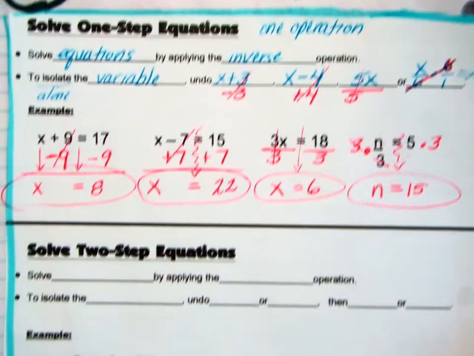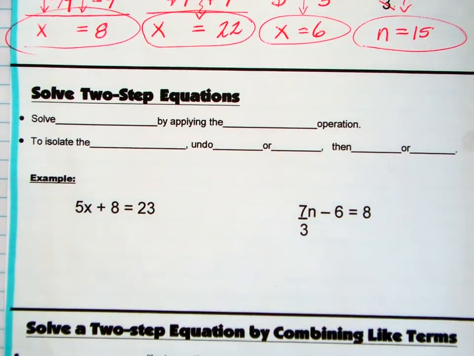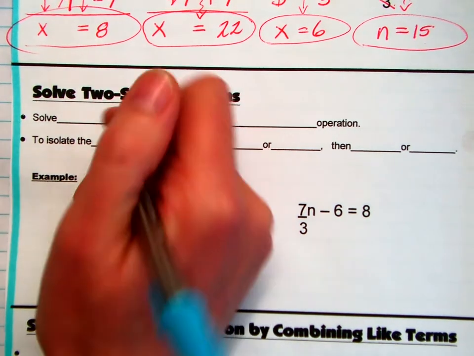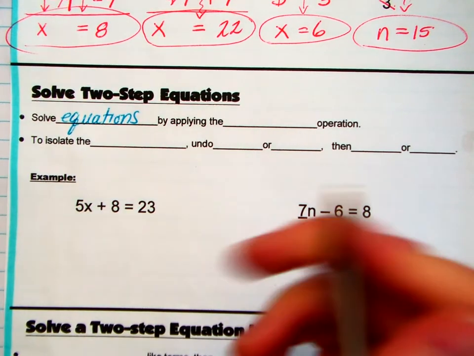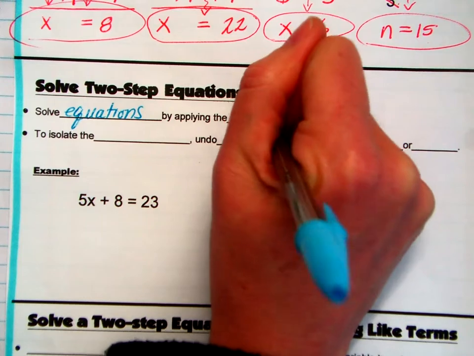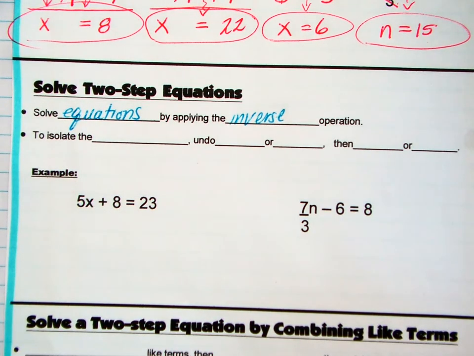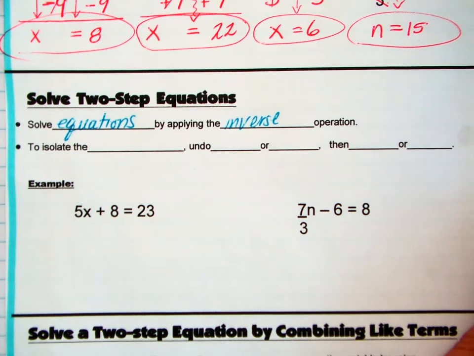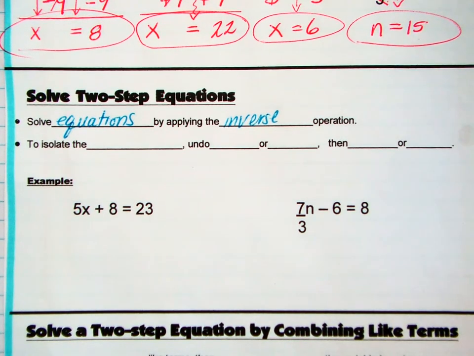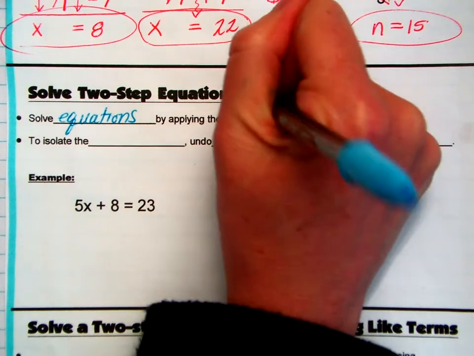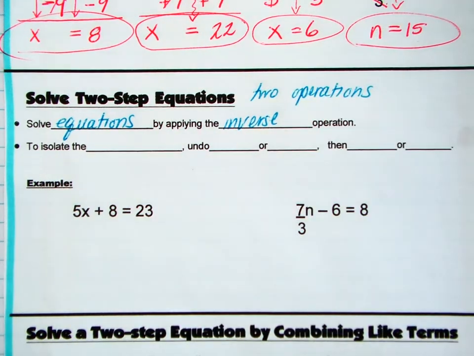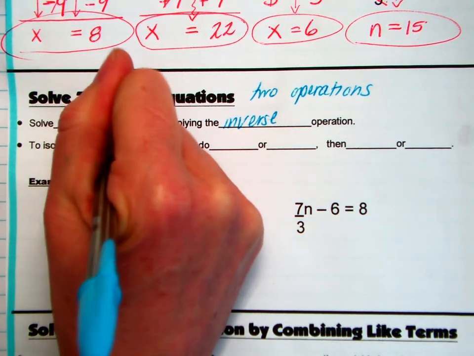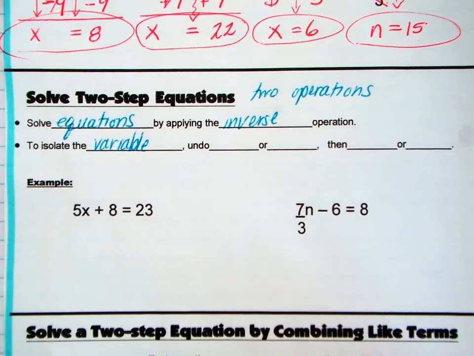Next are two-step equations. Solve equations by applying the inverse operation. But here, if it says two-step equations, that means there's two operations. To isolate the variable, or to get the variable to live alone, you have to undo whatever operation is happening.